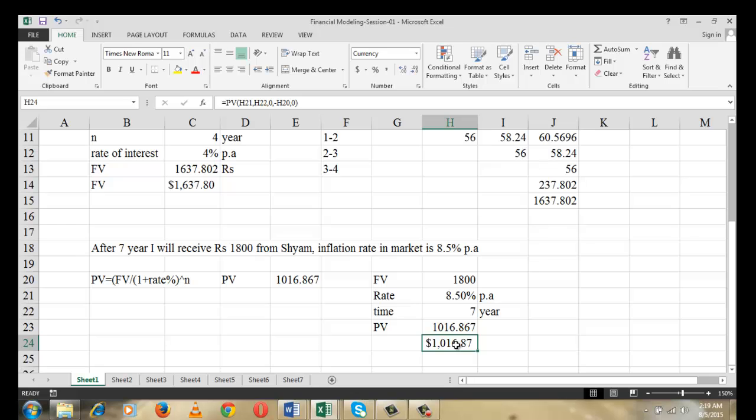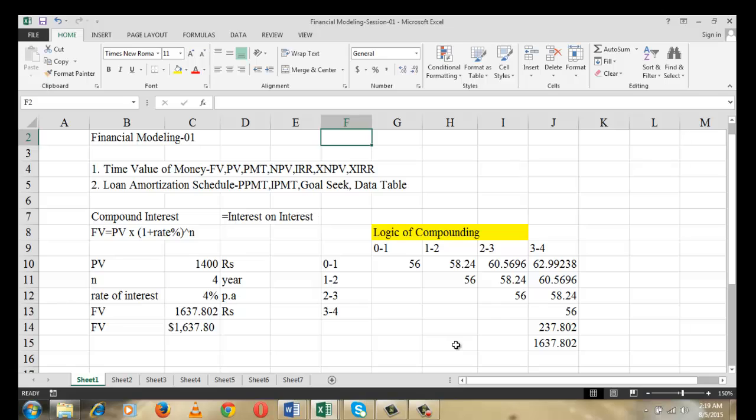Very simple concept. Now in the same question that we studied, if I deposit 1400 rupees, after 4 years it will become 1637.802. Fine. I want to know the time period. Like here the time period is 4 years, but I want to know the time period of my investment. So here I can calculate it manually. Imagine that it's not given.